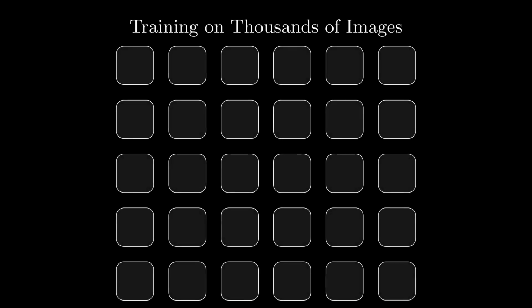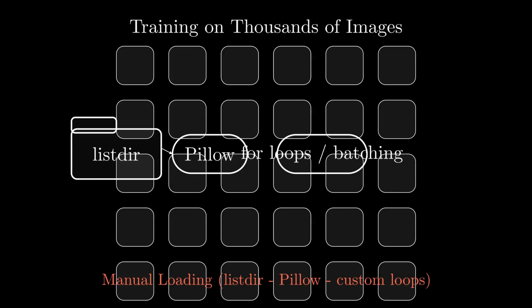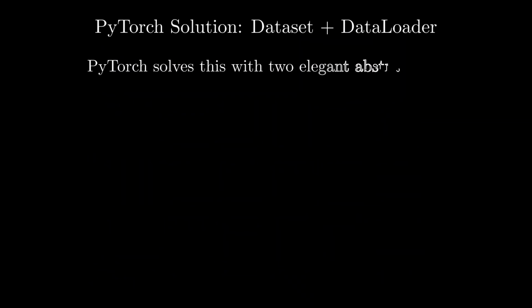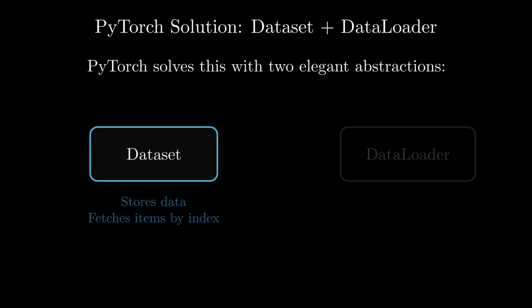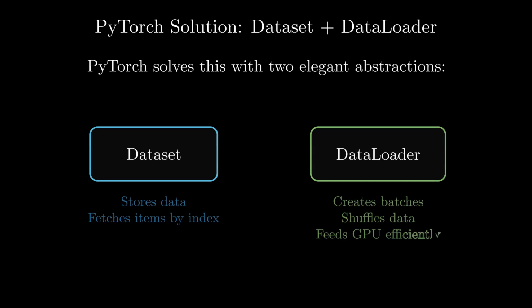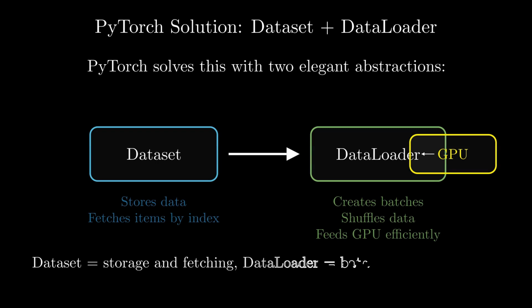Imagine you're training a neural network on thousands of cat and dog images. You could manually load them all using listdir, process them using Pillow, and feed them batch by batch. But that would be painfully slow, unscalable, and inconsistent. PyTorch solves this problem with two elegant abstractions: Dataset and DataLoader. Dataset is how the data is stored and fetched, and DataLoader is how the data is batched, shuffled, and fed to the GPU memory efficiently.